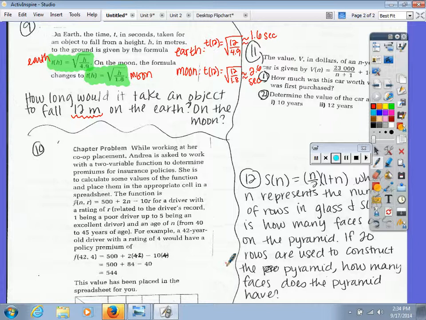Any questions about this? Just understand that when you have a word problem, the only thing you really look for is the equation, and then you're subbing in the piece of information they're giving you in order to find what they want. Does everyone understand that? Are there any questions about that? Perfect.